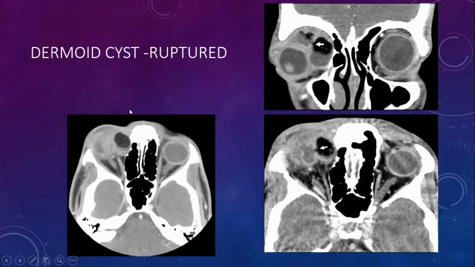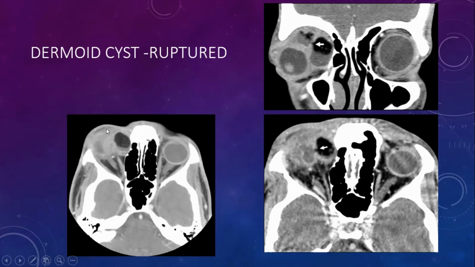So this is another case, a dermoid cyst. Here, this was initially suspected to be a dacryocystocele, and later we found out that there was a mass lesion going into the extraconal compartment, not in the medial canthus, but into the extraconal compartment that is medial to the medial rectus muscle.